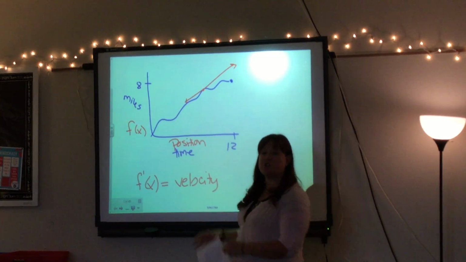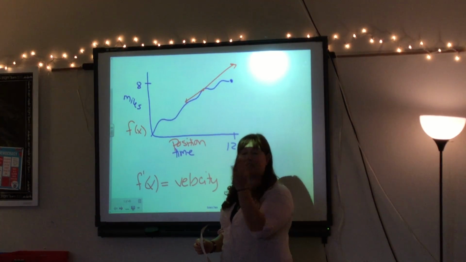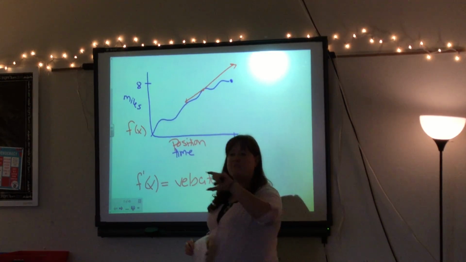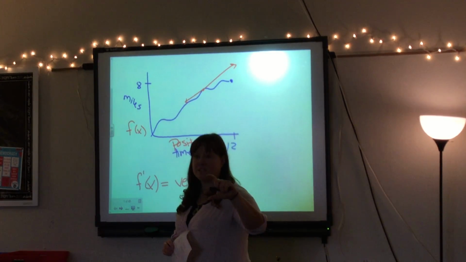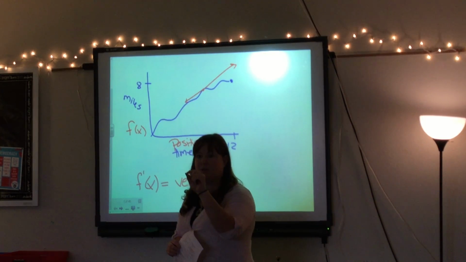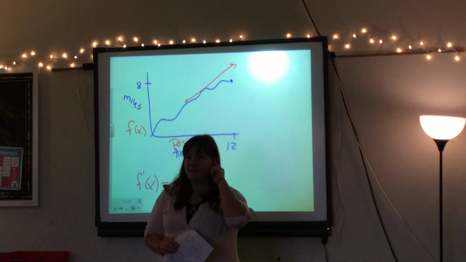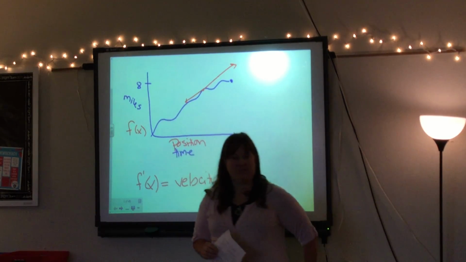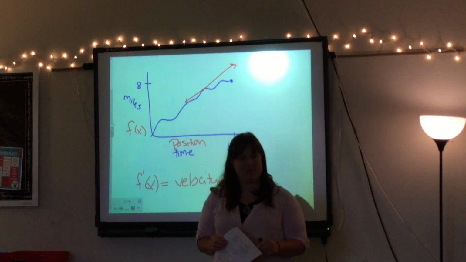If this is a function, then I could take the derivative of the entire function, and that would give me an equation for my velocity. If I want to find the velocity at a certain point, I just plug in that time. It's just algebra. So you get the derivative of the function and then plug in the time.